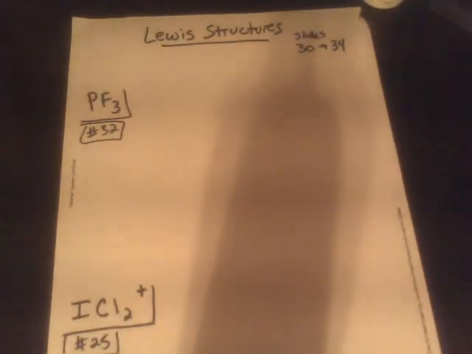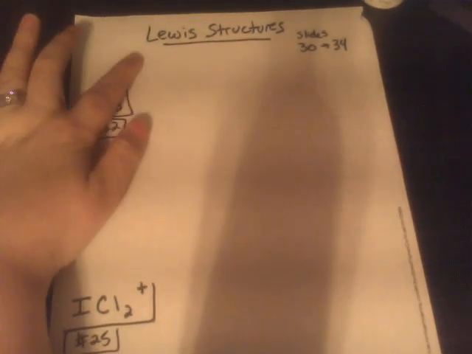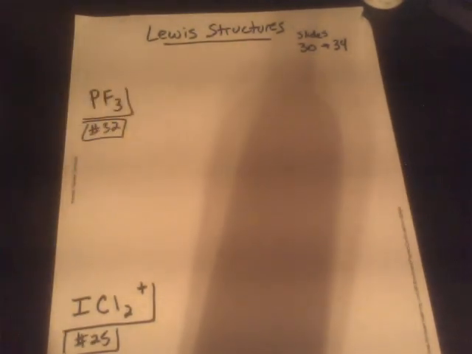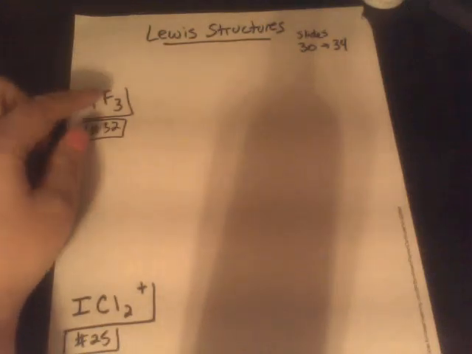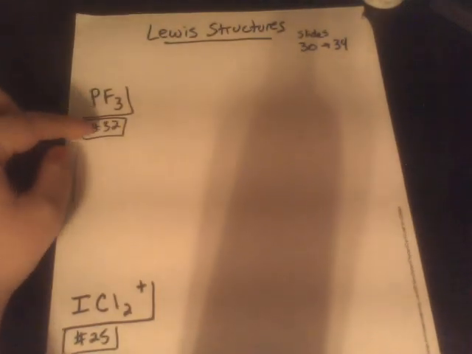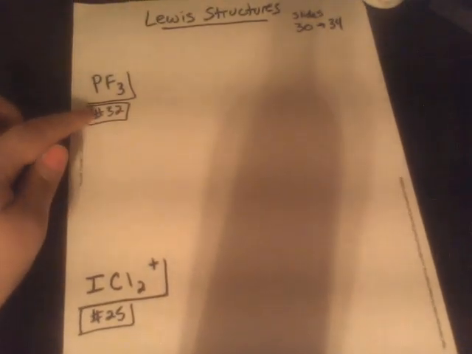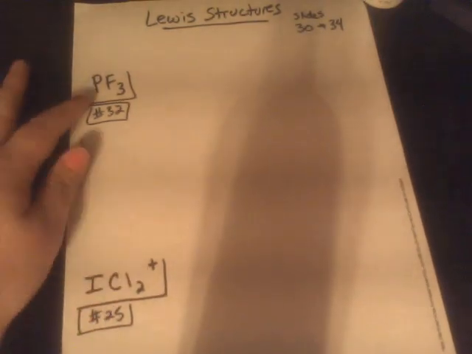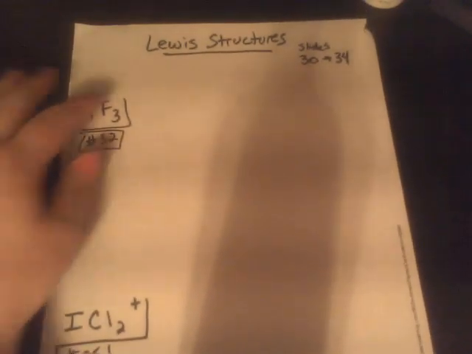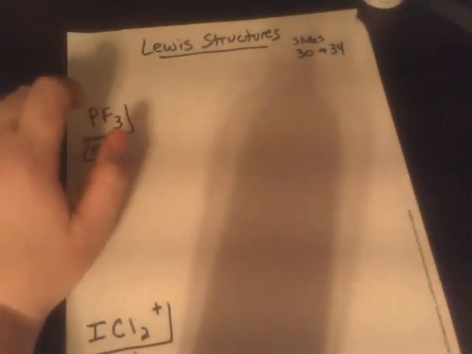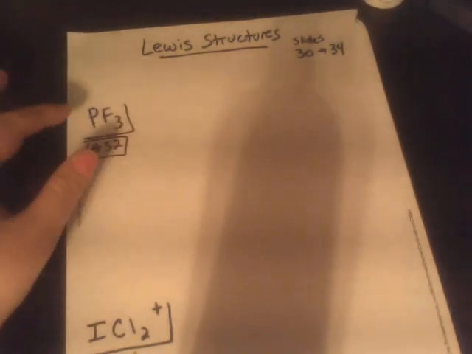All right, guys, why don't we just get into the meat and potatoes of Chapter 8, shall we? That's the Lewis structures. And this is essentially going to carry you over to Chapter 9. Chapter 9 is essentially a lot more in-depth work with Lewis structures. For this, I'm going to do two homework problems, number 32 and number 25. And we're going to go through slides 30 to 34 in the PowerPoint.